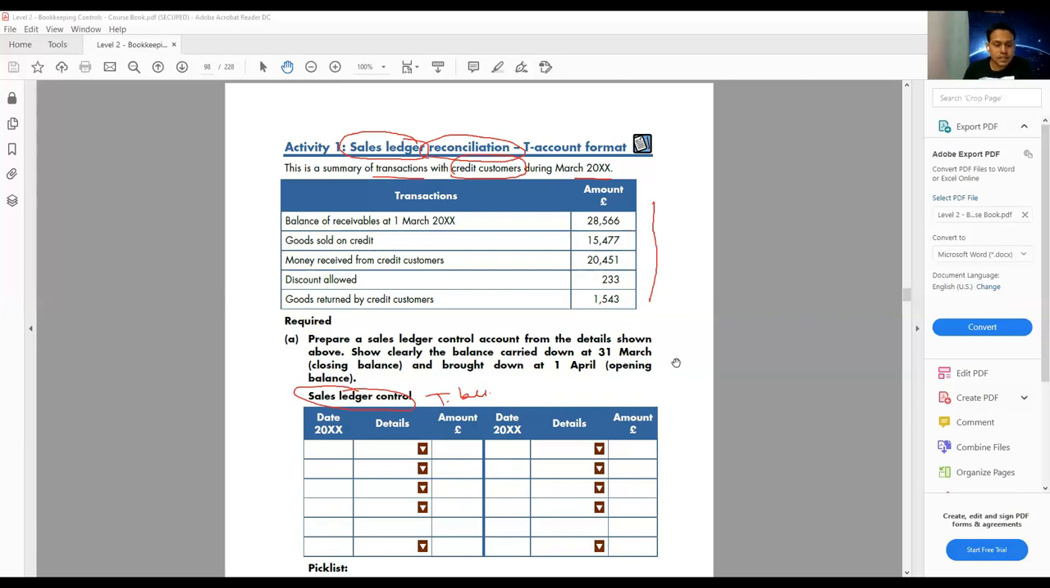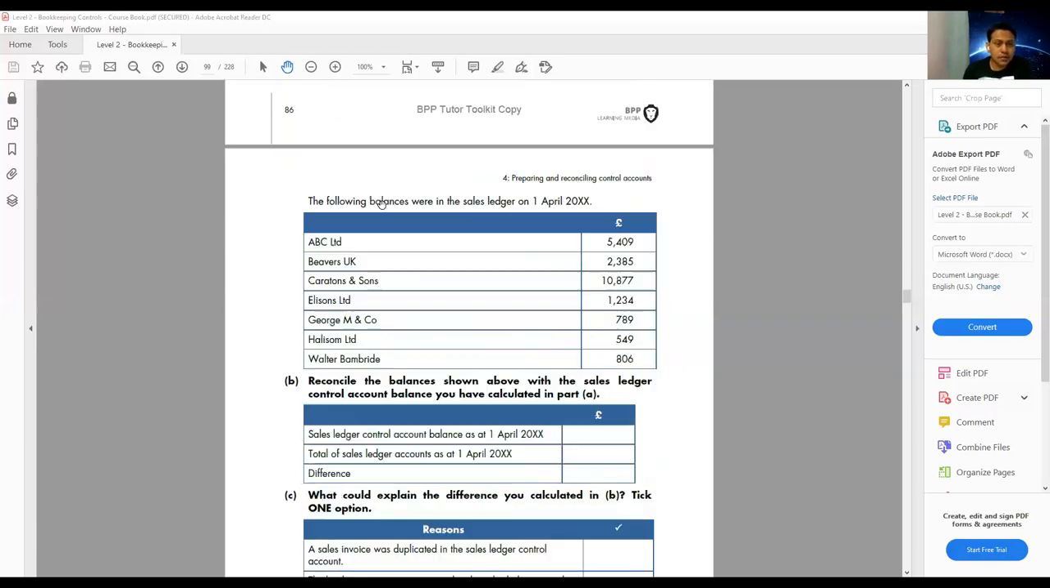After the sales ledger control, they said the following balances were in the sales ledger. That means we talk about individual customers. So we have a customer named ABC Limited. We have a customer Beavers UK. We have a customer CEG. We have a lot of customers. The way we have done for customers A and B in the example, we're going to do the same way.